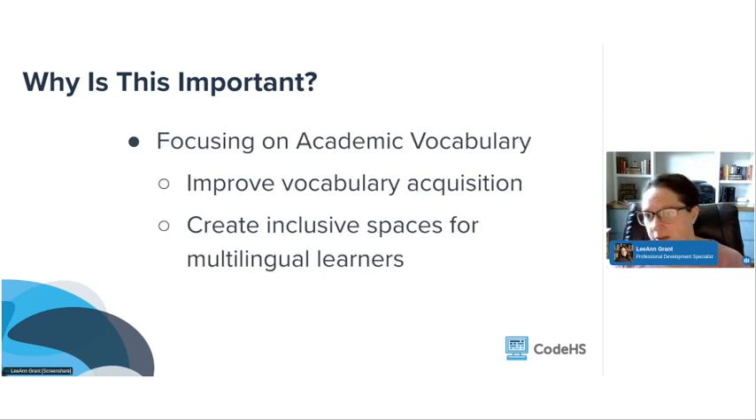We also can focus on academic vocabulary. We're not going to do this too much, but if you do focus on academic vocabulary and teach them exactly what an algorithm is, teach them exactly what these different parts of vocabulary are, it will help them to not only improve their vocabulary acquisition, but then also create an inclusive space for multilingual learners as well, if you do have those in your classroom.